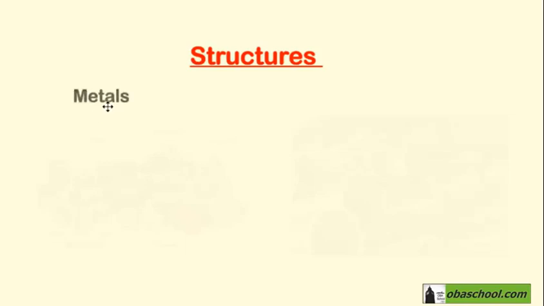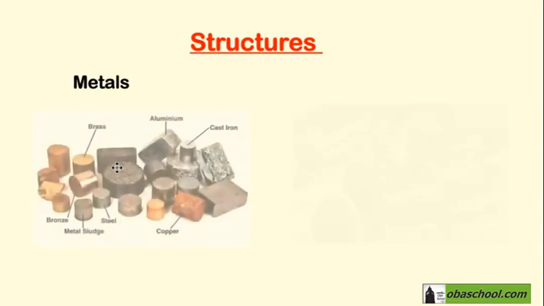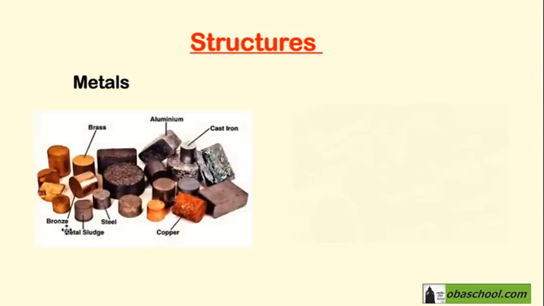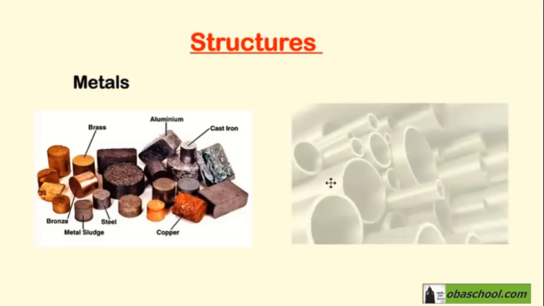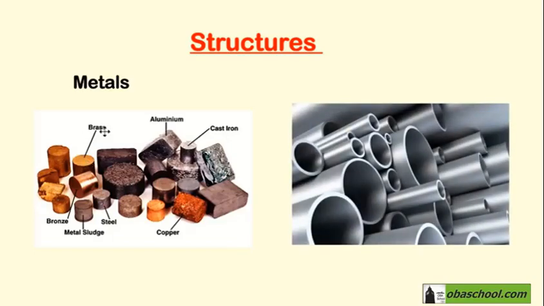First of all, metals. We all know examples of metals, and we see them every day. For example, bronze, steel. This is a picture of steel, and brass is a metal as well.